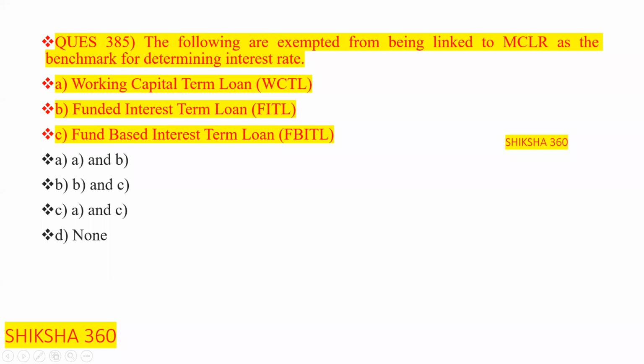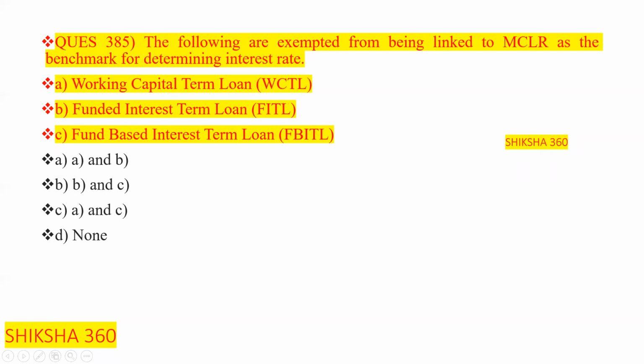The following are exempted from being linked to MCLR as the benchmark for determining the interest rate. Working capital term loan, funded interest term loan, fund based interest term loan. Which of the following are to be exempted here?